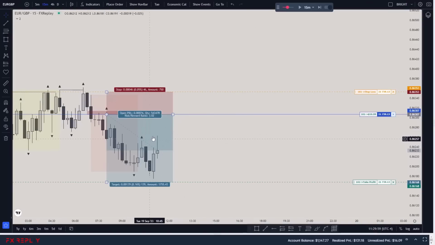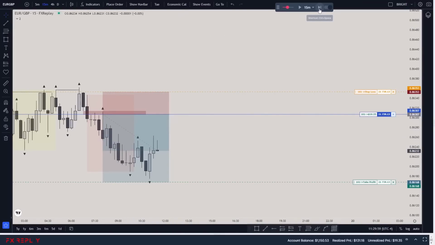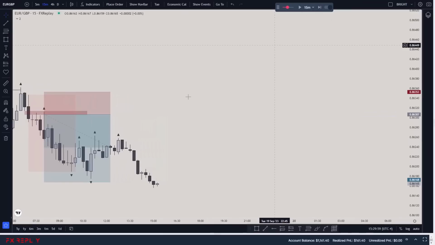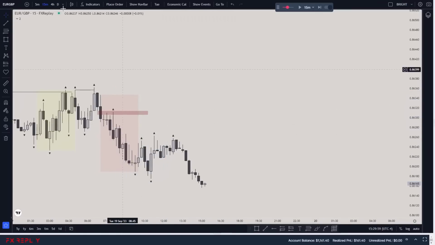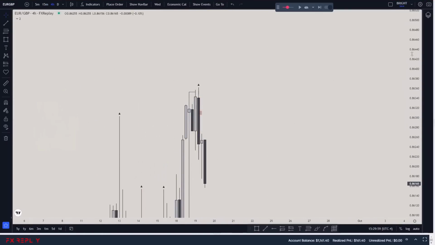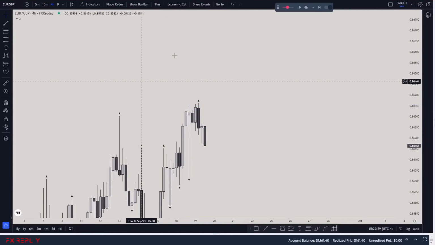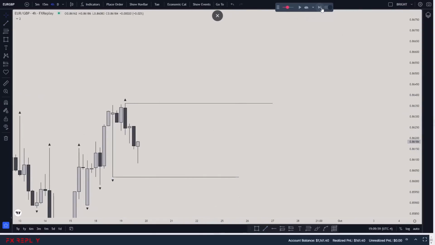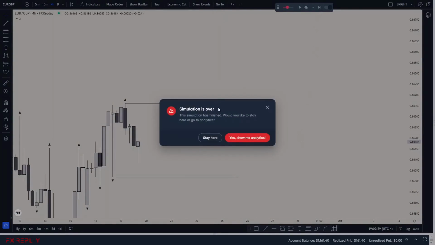Price taking this liquidity level, nice rejection. Hopefully it goes lower. Okay, we're out of the kill zone, and price goes to the take profit. Now we go to the 4 hour again. What are some levels of liquidity that we can see here? So this one right here, a level of liquidity. This one right here, a level of liquidity. Let's see where price goes to. Okay, there's nothing so far, and we're done.